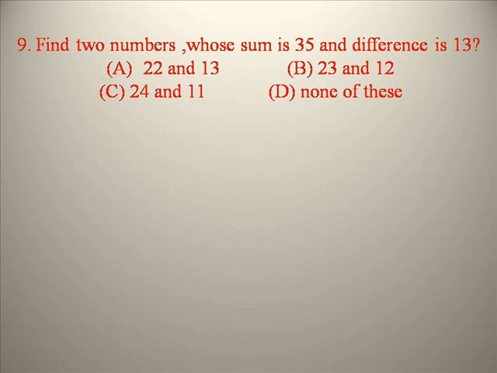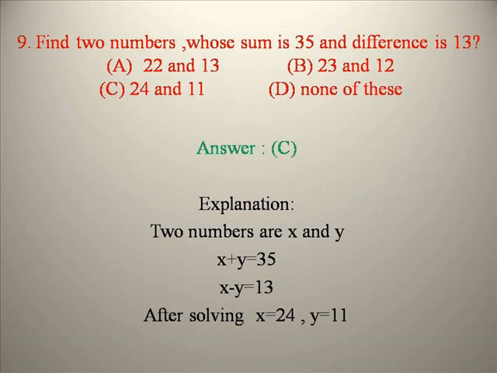Now number 9. Find two numbers whose sum is 35 and difference is 13. You have 4 options. You can get the answer by seeing the options, without taking the variables and doing the linear equations. So let's move to the answer. The answer will be 24 and 11, because by seeing the options you can. If not, then you can take two numbers as x and y, then their sum x plus y is 35 and their difference x minus y is 13, and by using the elimination process you will get x equals 24 and y equals 11. So answer C is your correct option.